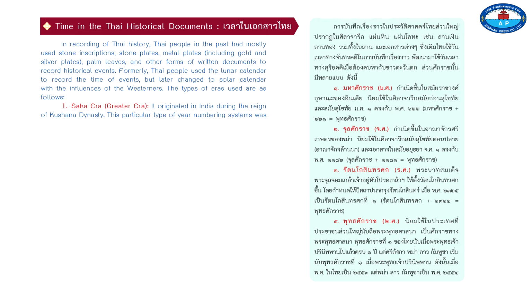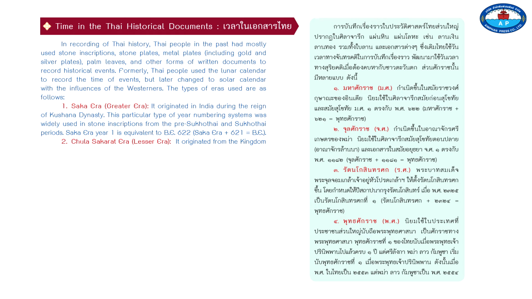It originated in India during the reign of Kushana dynasty. This particular type of year numbering system was widely used in stone inscriptions from the pre-Sukhothai and Sukhothai periods. Sakka era year 1 is equivalent to BE 622. Sakka era plus 621 equals BE.